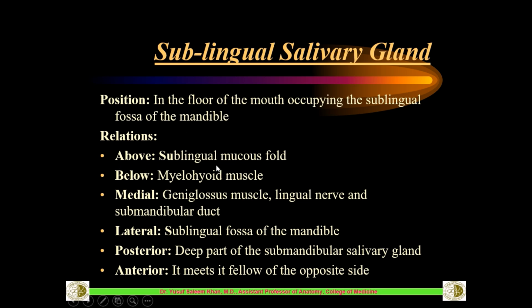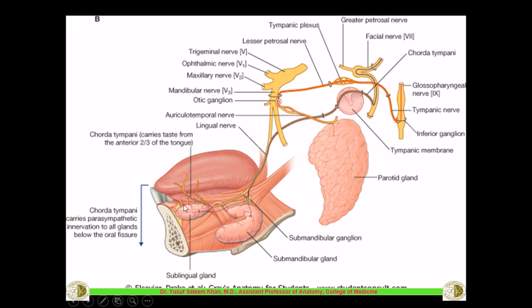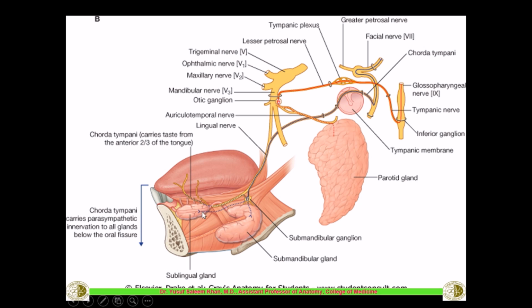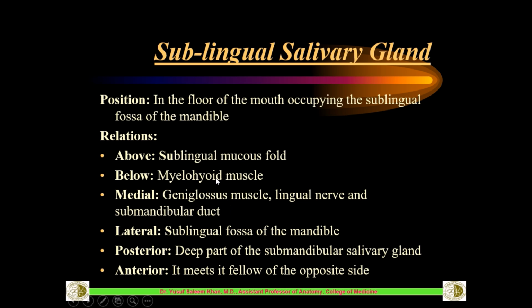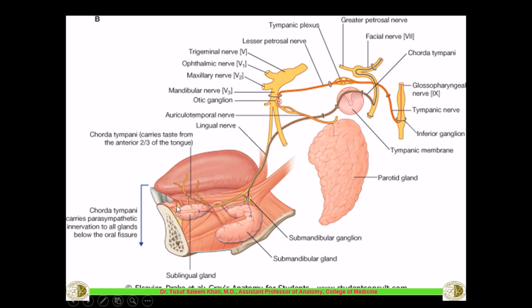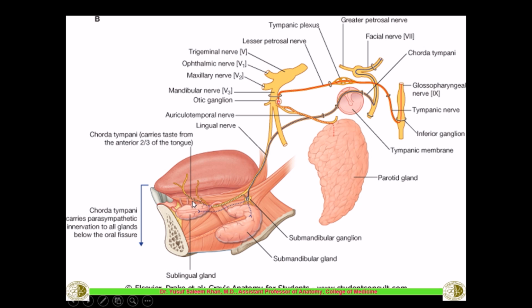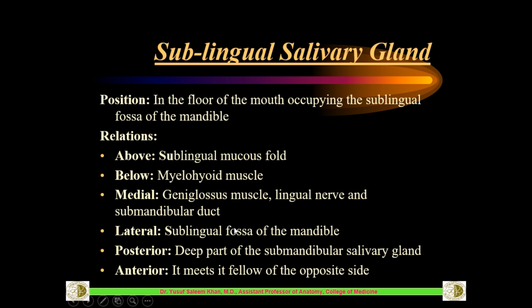Relations above it will be the sublingual mucosal fold, a small thin fold of the mucous membrane of the oral cavity. Below will be the mylohyoid muscle. So this sublingual gland is above the mylohyoid line, and the submandibular gland is below the mylohyoid line, which you should remember. Medially, it is related to the genioglossus muscle, because the genioglossus takes origin from the genial tubercle here, along with the lingual nerve as well as the submandibular duct. This duct is also running medial to this gland.